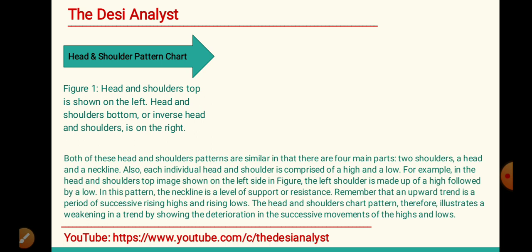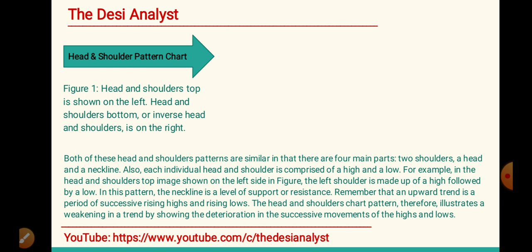Both of these head and shoulder patterns are similar in that there are four main parts: two shoulders, a head, and a neckline. Also, each individual head and shoulder is comprised of a high and a low. For example, in the head and shoulder top image shown on the left side in the figure, the left shoulder is made up of a high followed by a low. In this pattern, the neckline is a level of support or resistance.